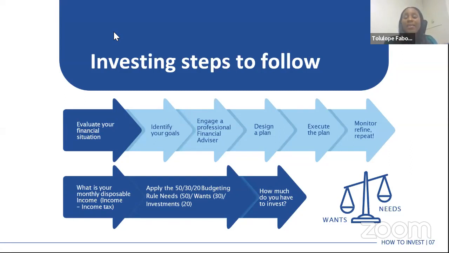So you should apply what you call the budgeting rule, right? Someone said, I want to invest like the millionaires. The millionaires actually use what you call the budgeting rule. Now, you don't have to follow it to the letter. It just says that you allocate a portion to your needs, your wants, and investments. I don't want to use the word savings. And your needs here are the most important thing.